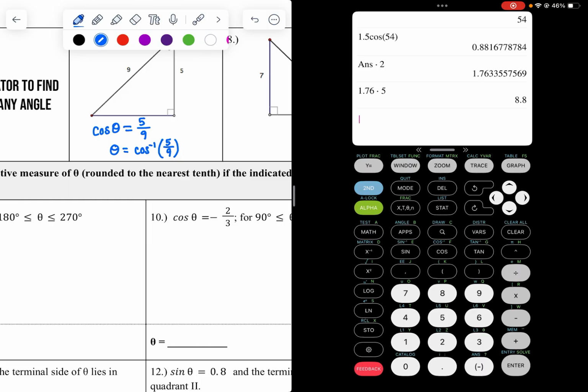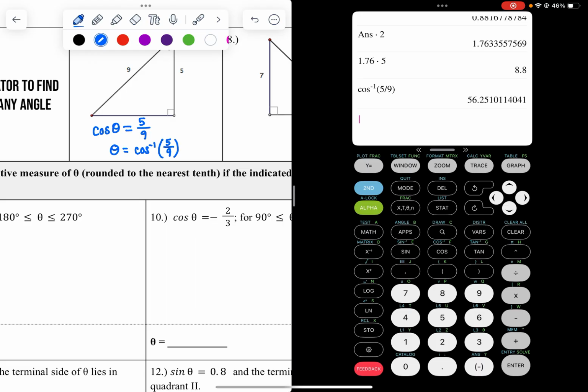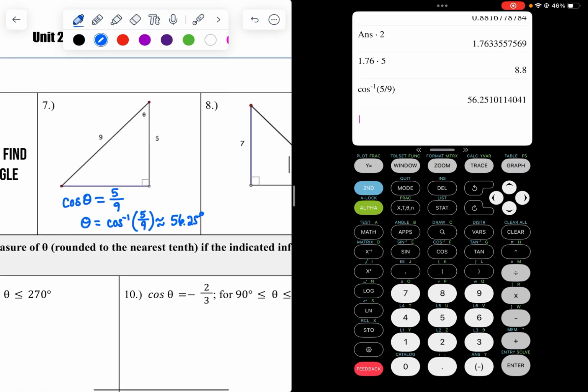And we have to hit that blue second button and the cosine button to activate the inverse cosine. 5 divided by 9, and we get 56.25. And if you check at the top of your calculator, if you're on an actual calculator, or hit mode, verify which one you're in. So I'm in degrees mode, so this is definitely in terms of degrees. Had I been in radians mode, it would have given me the angle measure in terms of radians. But this is degrees, so 56.25 degrees would be the angle that has a cosine of 5/9.